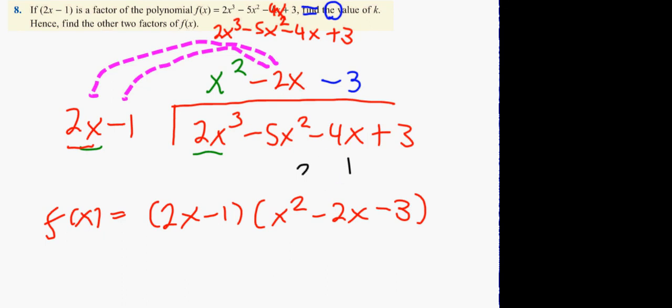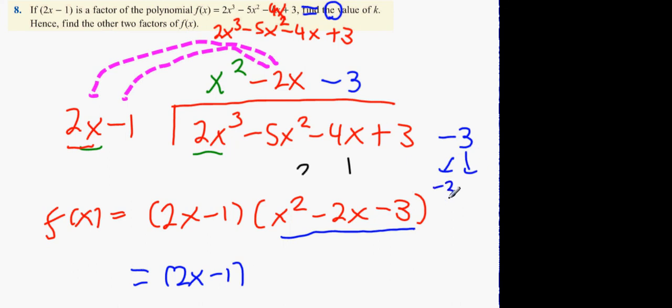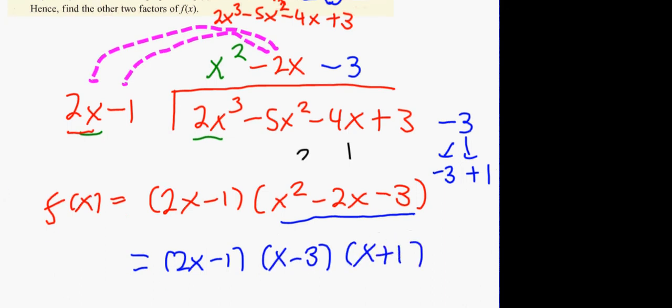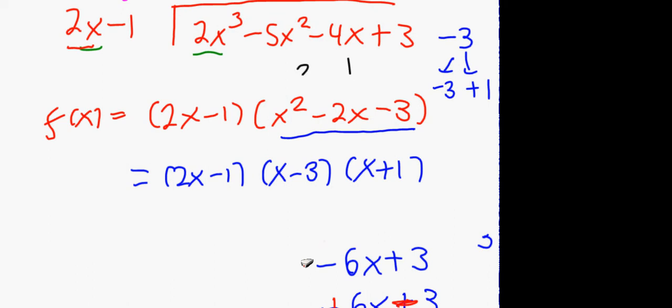However, we don't have 3 factors, do we? We want to find all 3, so we need to factorize x squared minus 2x minus 3. You do your reference number of minus 3, you factorize it into minus 3 plus 1, x minus 3, x plus 1. What do we get, lads? Those are our 2 factors, aren't they? We're missing x minus 3 and x plus 1. Okay.